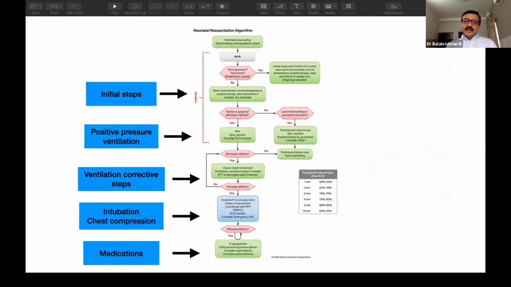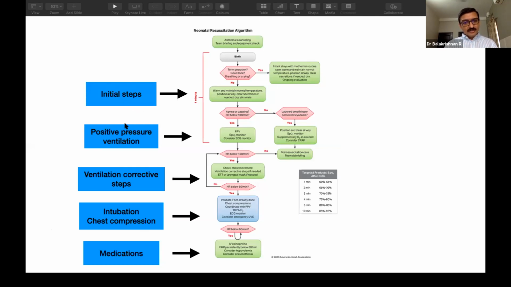So this is the NRP algorithm that we need to follow during our resuscitation. This highlights the importance of the various sequential steps that we need to follow during neonatal resuscitation. As we are all aware, in an adult the most common cause of arrest is cardiac, whereas in a neonate it's always respiratory. Hence, we need to follow these sequences, especially positive pressure ventilation, before we do intubation and chest compression. When we have a neonate who does not breathe or who is apneic at birth, we should go through the initial steps first.